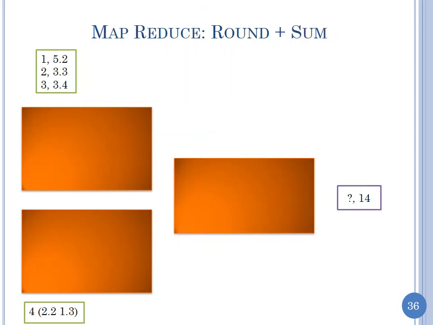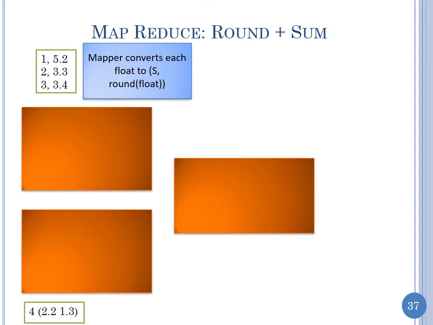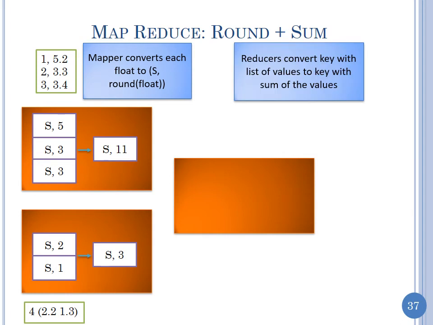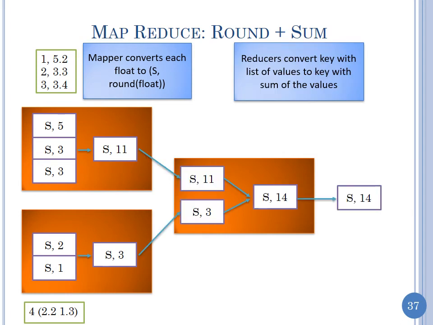Chris, I expect you to answer this question very quickly. Now I want to do rounding, but the sum of the rounds. So I want to sum up 5 plus 3 plus 3 plus 2 plus 1. So Chris or anybody else, tell me what the map and the reduce function are. As Chris said, the mapper converts each float to S comma round float, and then we basically do what we did for sum.